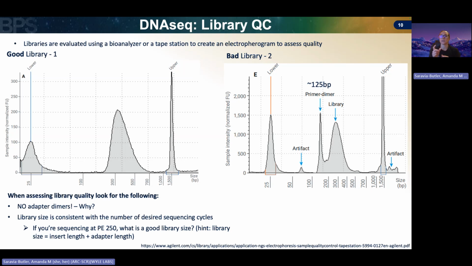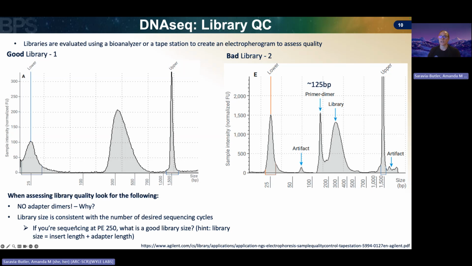So those primer dimers are going to be more likely to latch onto your flow cell and get sequenced than the library itself, because the libraries are going to be larger. And we'll see just how much of an issue that is in the upcoming slide.